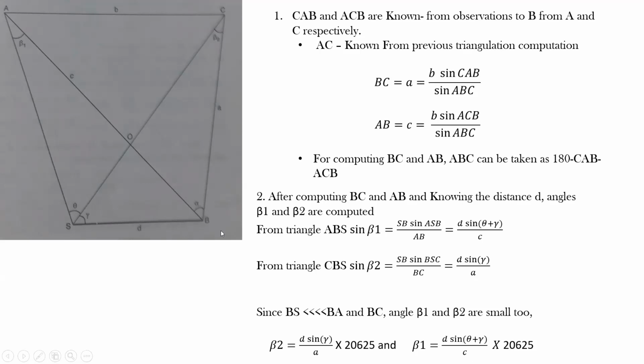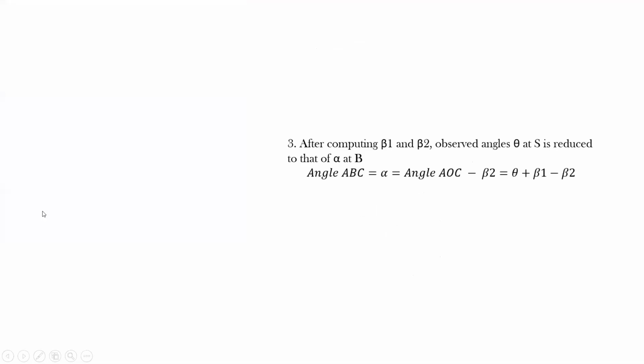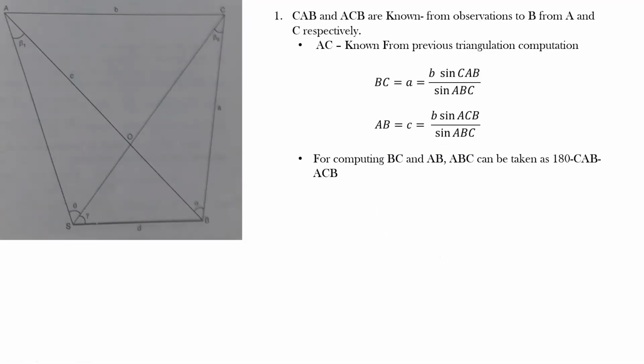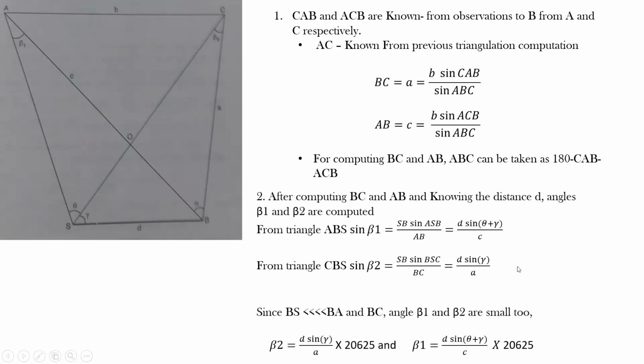Now, how do I find it? The only known points are C distance and A distance and the small d. So, I can consider ABS. In this ABS triangle, sine of beta 1 will be equal to SB, which is nothing but small d, into sine of theta plus gamma divided by AB. AB is nothing but small c.